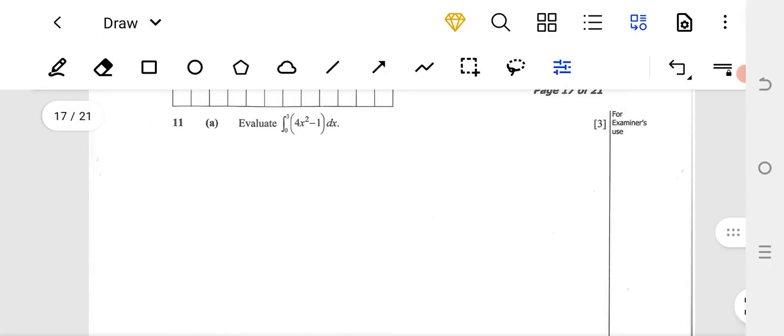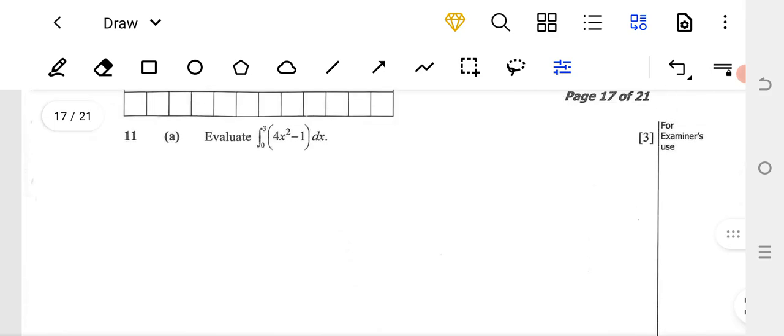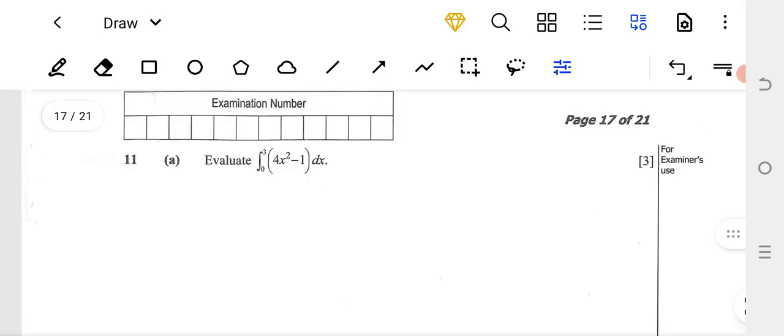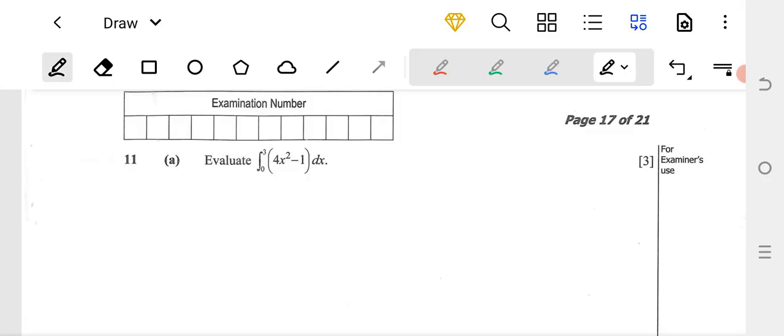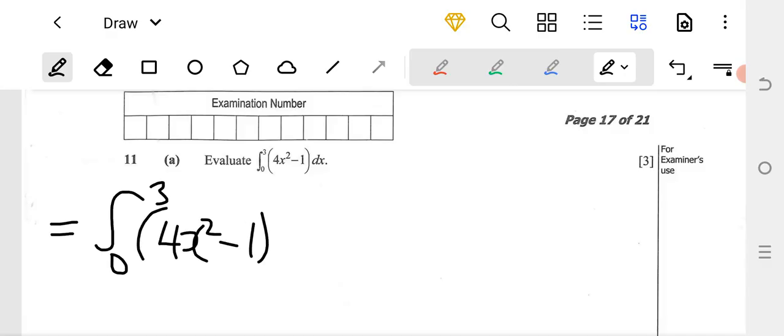Then question 11a is saying evaluate this integral. It was carrying 3 marks. It was an interesting question to put in additional mathematics because of how simple it is. But we are still going to evaluate the integral. So this is going to be equal to, let's copy down what has been written already. So the integral from 0 to 3 of 4x squared minus 1 dx.